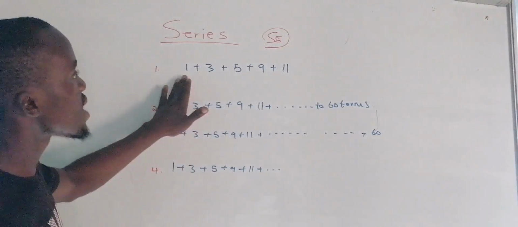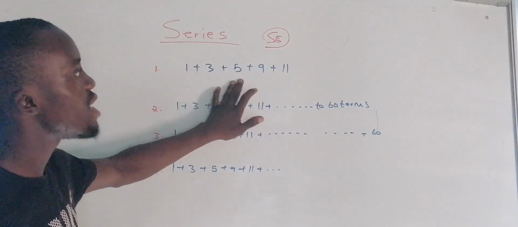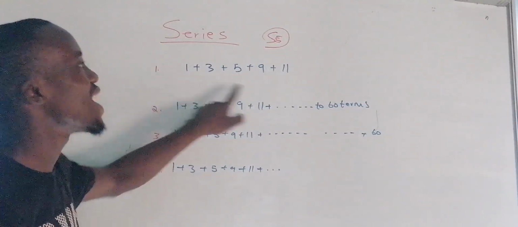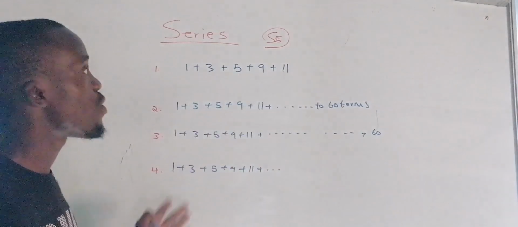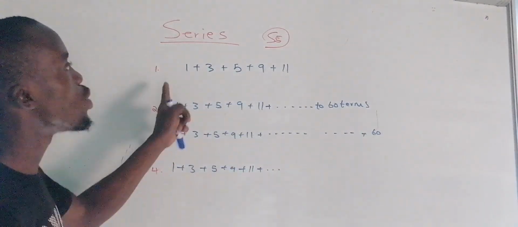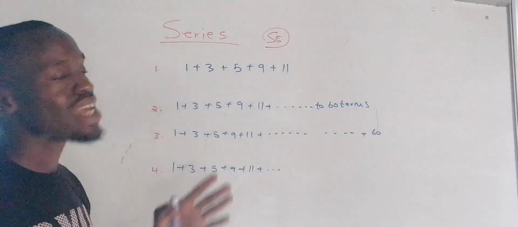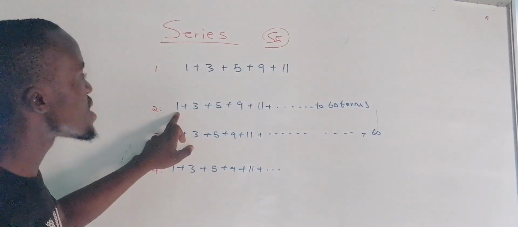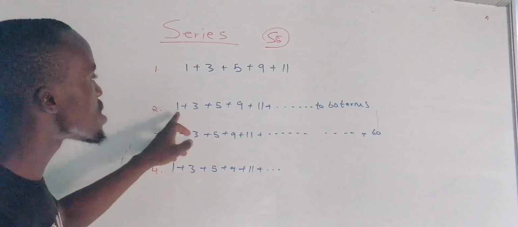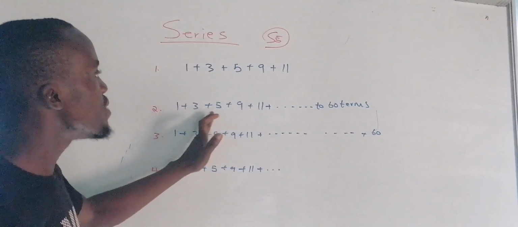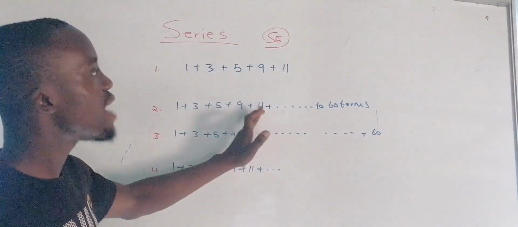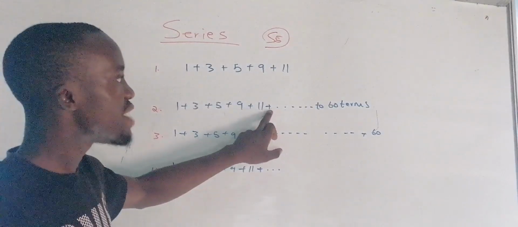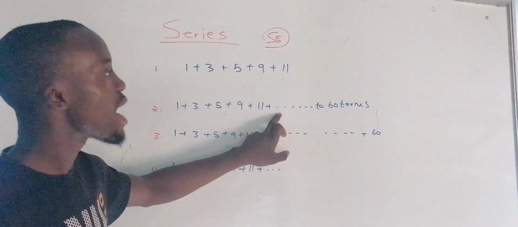Okay, so here they added 1, 3, 5 plus 9 plus 11. Now we know that the first term is what? It's 1, and the last term is 11. It's a straightforward series, meaning that you will be asked to calculate the sum of the 5 terms. Then here, the first term is 1. They added 1, 3, 5, 9, and 11. Then after 11, this addition sign tells us that there are other numbers that are added.